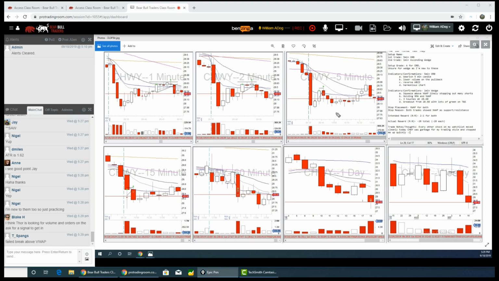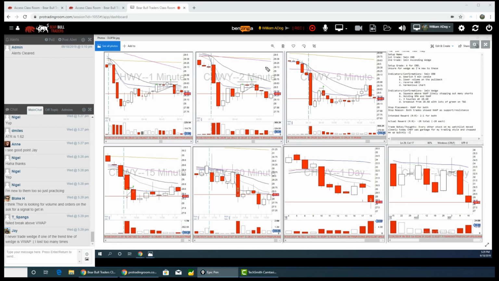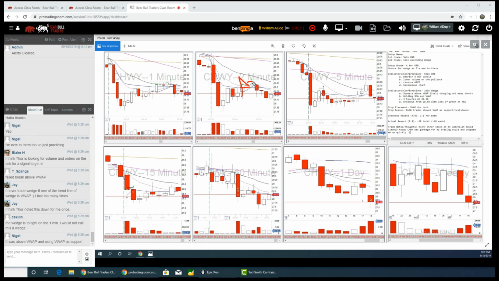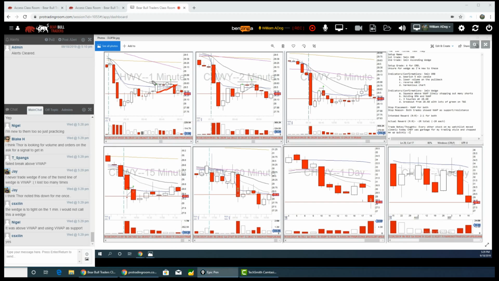Okay, so T-Spanx failed to break above VWAP. It's breaking above VWAP, right? It broke above, retest, made a new high. I mean, that's not a bad signal right there. There's a bull flag, breaking the new high, in a new 5 minute high. Yeah, Nigel, I see that. The wedge is so tight on the 1 minute, I would not call that a wedge. So you think it needs to be spread out over a longer period? Okay. Noted.